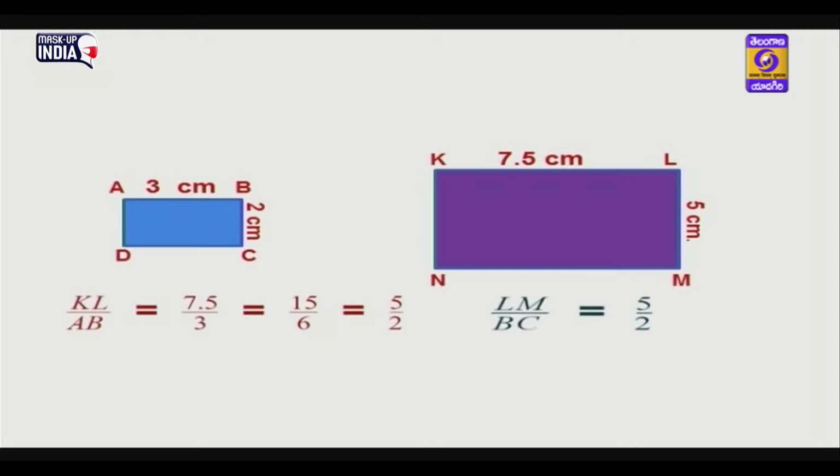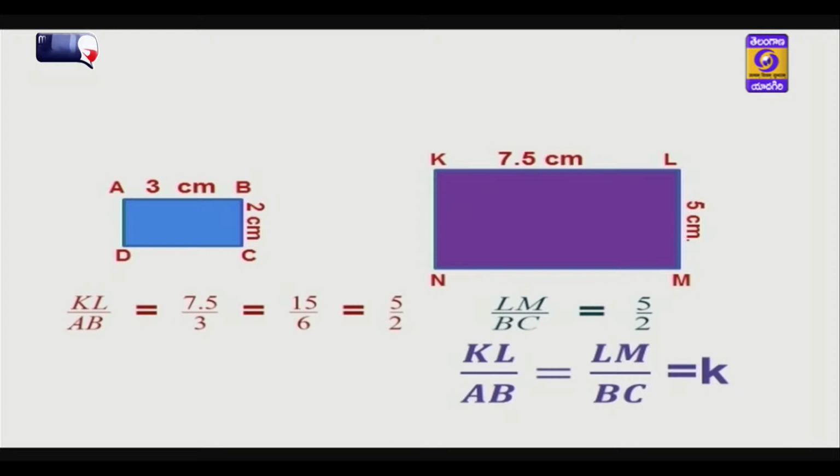Now, observe these two rectangles again, children. We have seen that these two are similar as their corresponding sides are in the same ratio. Now, observe this ratio, it is 5 by 2. We take this ratio as K. Here in this case, we have KL by AB is equal to LM by BC is equal to K, and the value of K here in this case is 5 by 2. We call K as the scale factor.